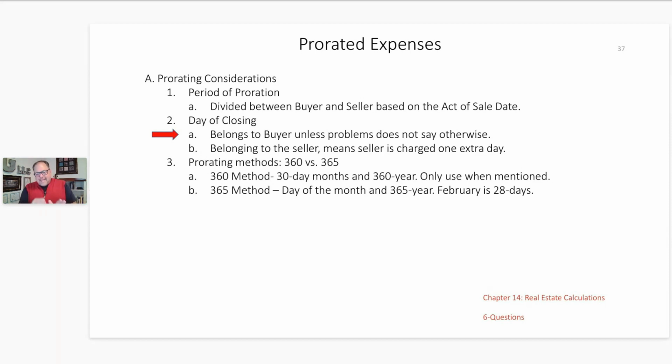Okay. That's the days of the month to include. February is 28. But on your state exam, unless they mention that it's a leap year, you're going to use 28 days. And it's going to be the days of the month. So January is 31, 28 for February, March 31, April 30, May 31, June 30, and so on. So days of the month you're going to use, and 365. Always default to that. And the buyer gets the day of closing unless the problem says otherwise, which means if it does say otherwise, the seller's going to get one extra day.